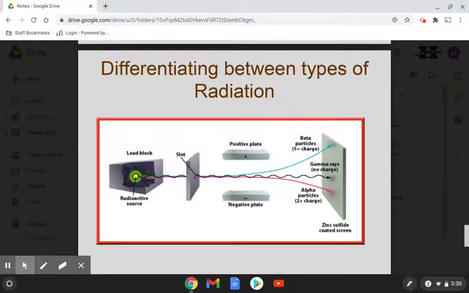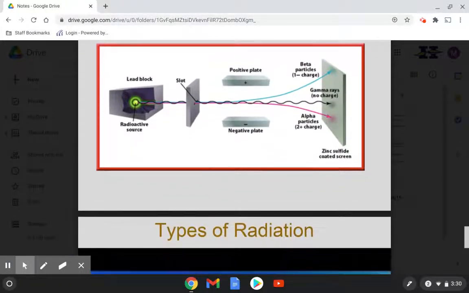And when we talk about a gamma ray, there's going to be no charge, so it's not going to go to either the positive plate or the negative plate. Again, it's going to have a straight shot.